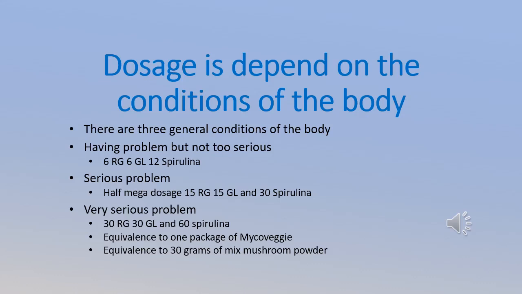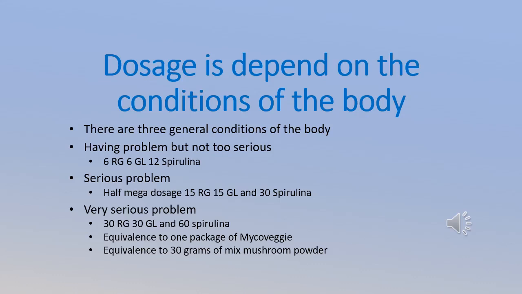So when we treat the body, there are only 3 conditions. First is a general condition. They are having problems but not too serious. Then normally we take 6 Rg, 6 Gl and 12 spirulina. Spirulina is also helping, you know. Sometimes those people who do not have spirulina can even skip it, or take 6 spirulina. The spirulina is not so critical, but Rg and Gl are critical. So you take 6 Rg, 6 Gl, and 6 to 12 spirulina.